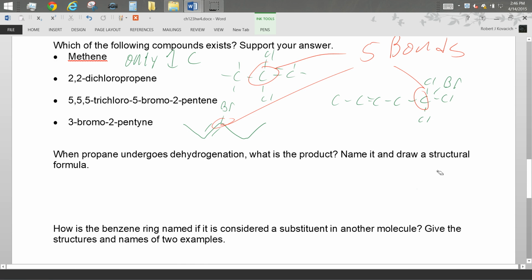When propane undergoes dehydrogenation, what is the product? Draw the structure. Propane. Dehydrogenation. Are we okay with that?